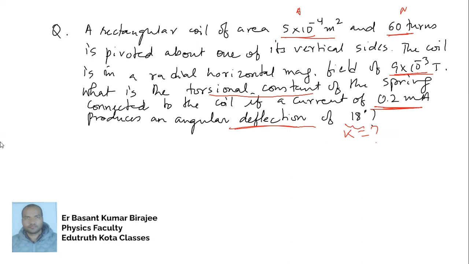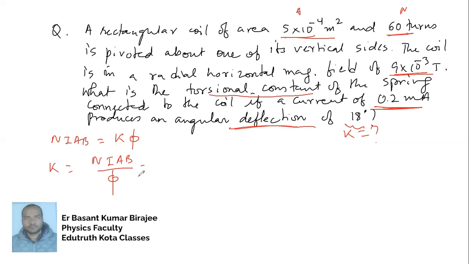In equilibrium condition, what did you study? Applied torque is equal to the torsional torque, that is K phi. And from this, we can calculate K as NIAB by phi. No, K we have to calculate as NIAB by phi. The question looks lengthy, but it is a direct question.